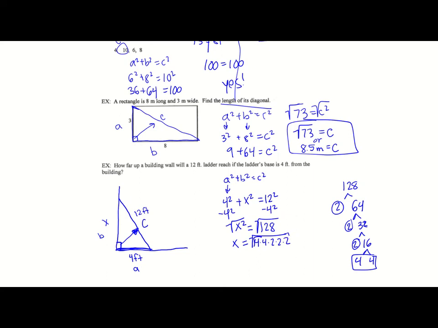Now I can take out my pairs. I have a pair of 4s and a pair of 2s. I'm left with 4 times 2 on the outside, square root of 2 on the inside. 4 times 2 is 8, and I still have square root of 2. And if you type this into your calculator, square root of 128, you would also get 11.3 feet.